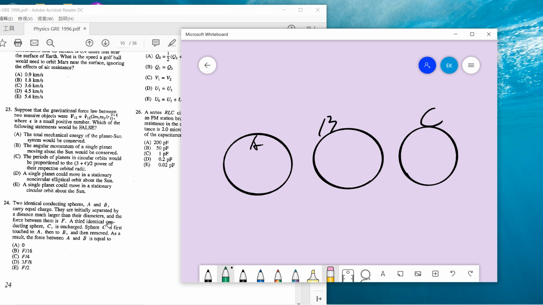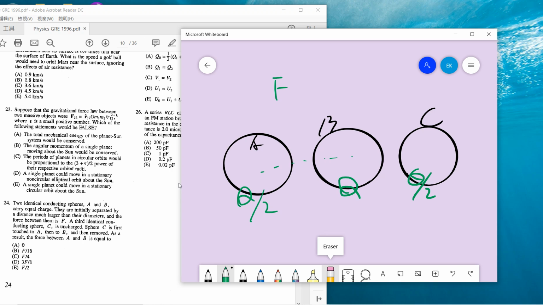The initial separate distances basically have the same charge, and they have the force, which is called F. And after that, add the third conducting sphere, which is uncharged, and sphere C is first touched to A. So when you touch to A, then they separate their charge.